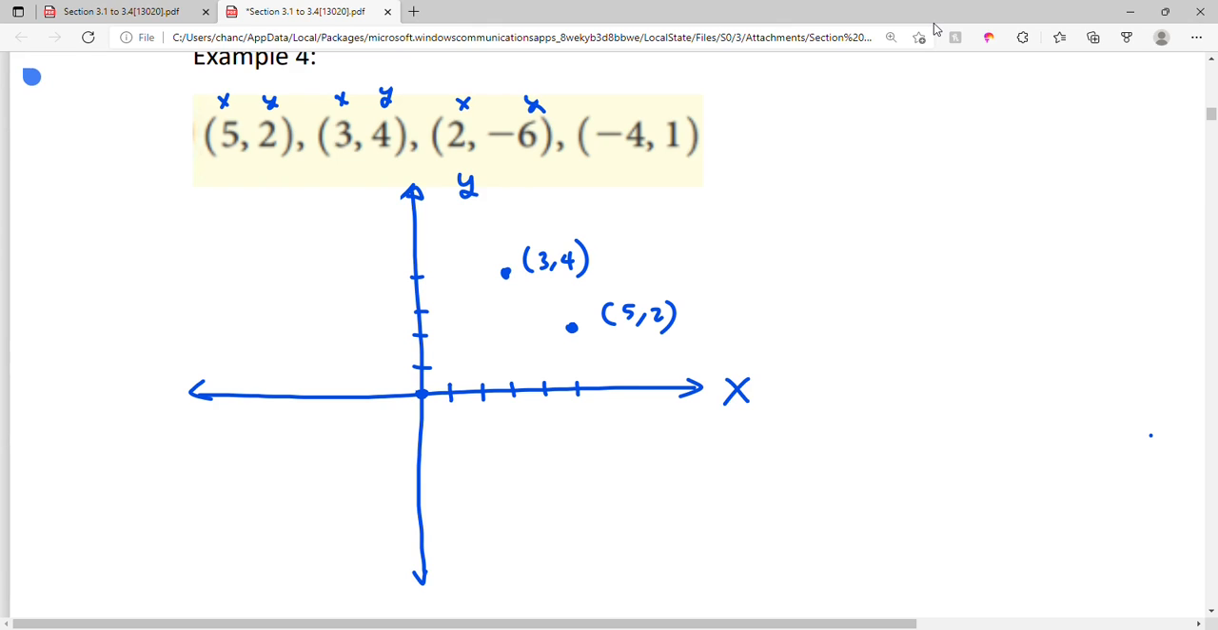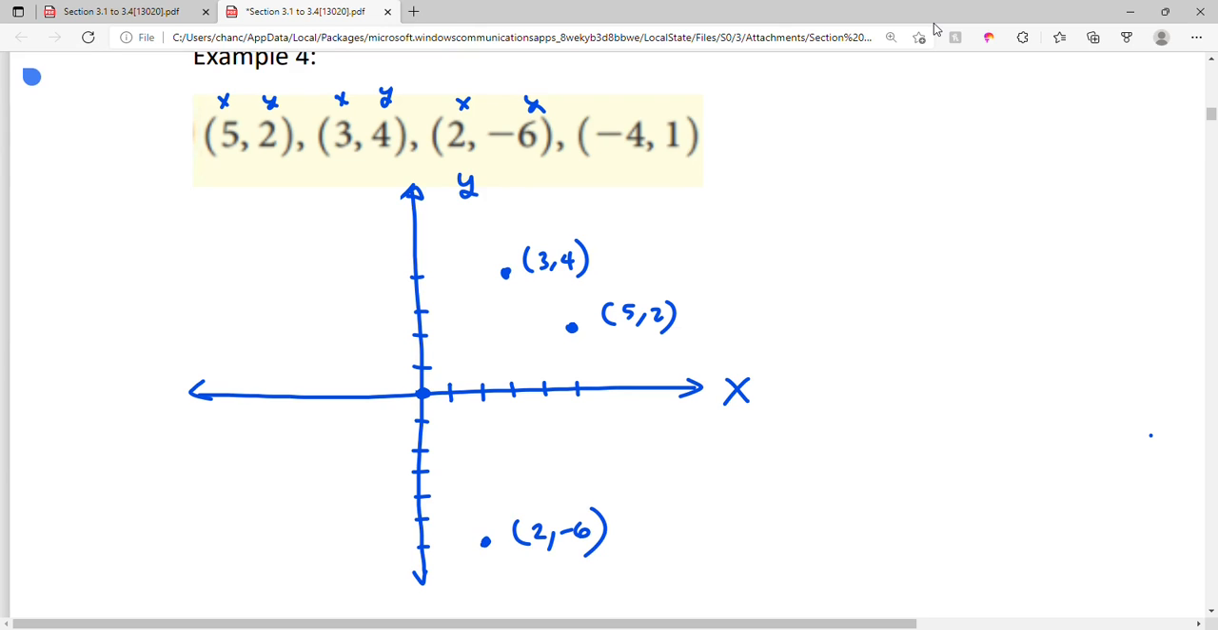For the third ordered pair, it's (2, negative 6). That means we go to the right, since the first number is positive. And the second number is negative, so that means I need to go down 6 spaces. 1, 2, 3, 4, 5, 6. And so this is the point (2, negative 6).